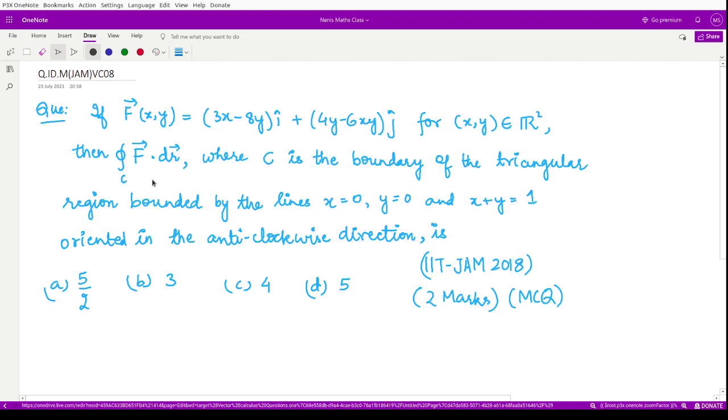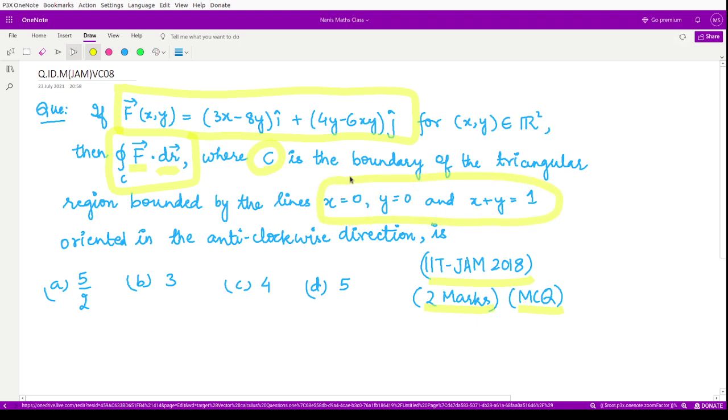In this video, we shall be looking at another question from IIT JAM 2018, which is of 2 marks, and this is an MCQ type of question. So only one option is correct over here. In this question, they are giving you a vector f, and they are asking what is the line integral of this vector when you take the dot product of this vector with the vector dr, where C is the boundary of the triangular region bounded by these 3 lines.